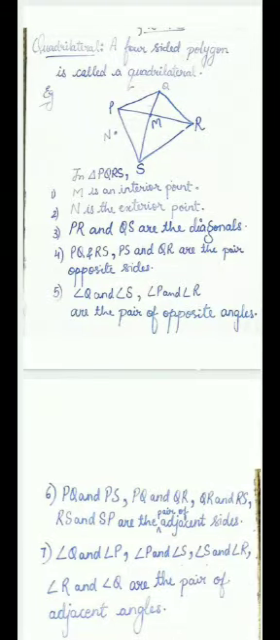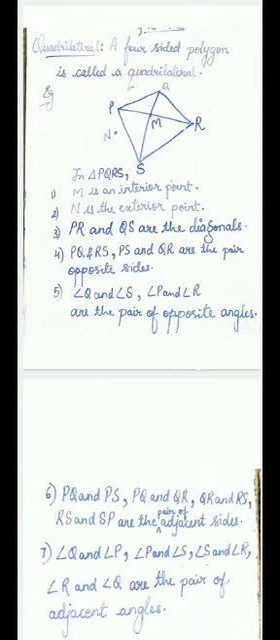Let's move to the next topic, that is quadrilateral. A four-sided polygon is called a quadrilateral. As an example, I have drawn a figure. PQRS is a quadrilateral in which points P, Q, R and S are the points on the quadrilateral.